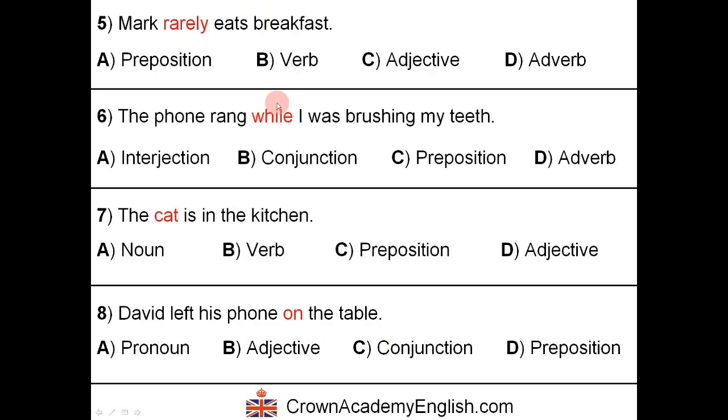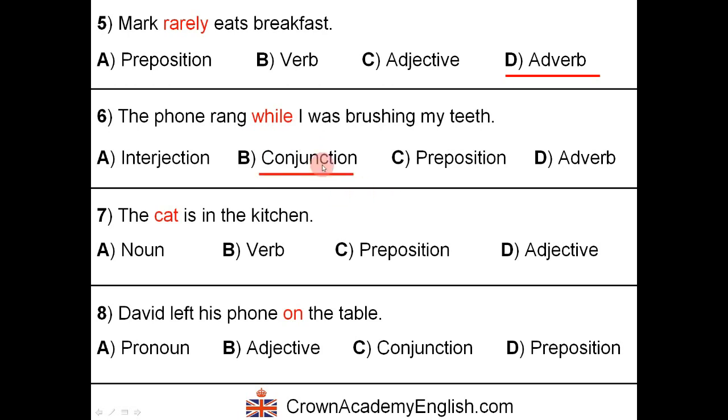Question five. Mark rarely eats breakfast. So what type of word is rarely? The answer is D. It's an adverb. So here, an adverb modifies a verb, gives us more information about the verb, about the action. So rarely means not often. Okay, so this is in fact an adverb of frequency. Question six, the phone rang while I was brushing my teeth. So what type of word is while?